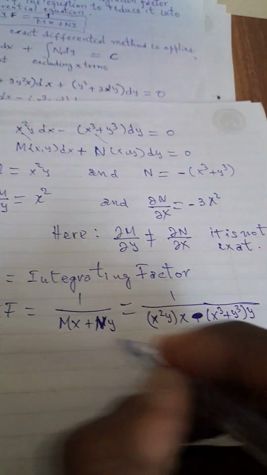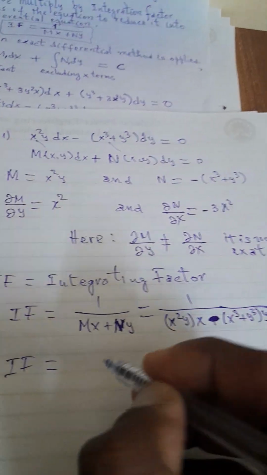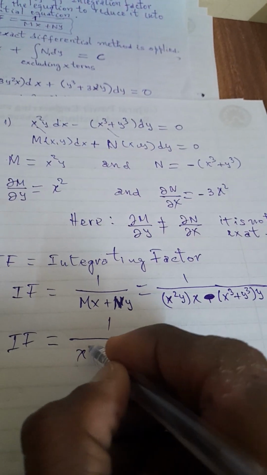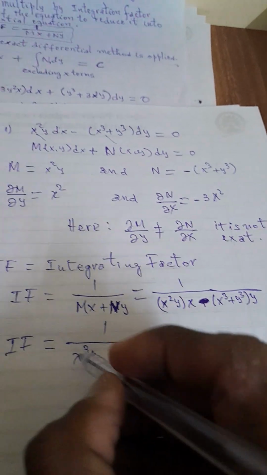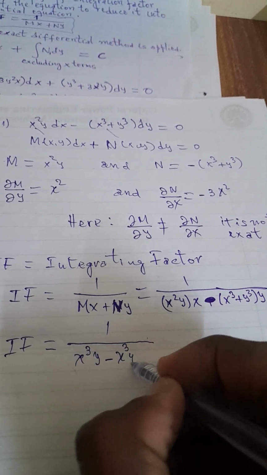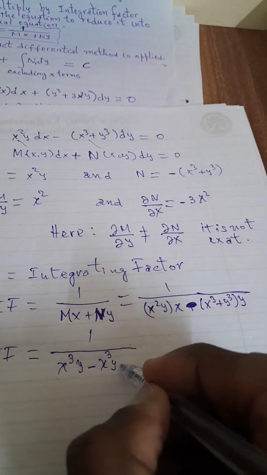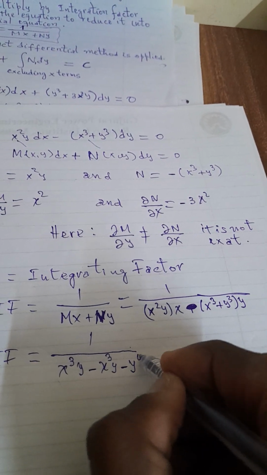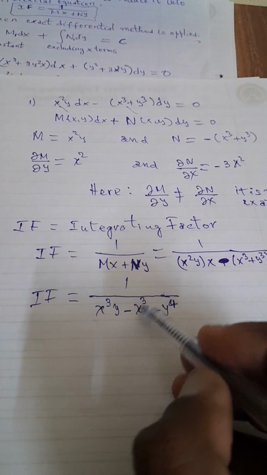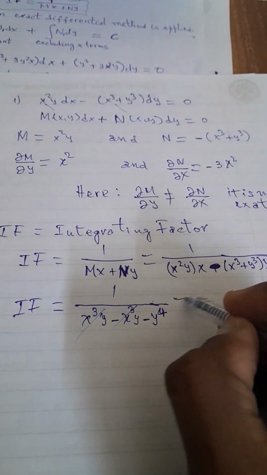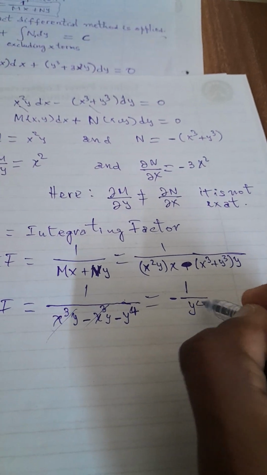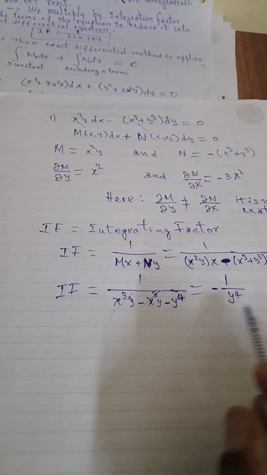Then you just have to find your IF. This will be x cubed y minus x cubed y, and here also minus y to the power 4. So x cubed y is going to be cancelled out, so it will be 1 upon minus y to the power 4, so the IF is minus 1 upon y to the power 4. This is our integrating factor.